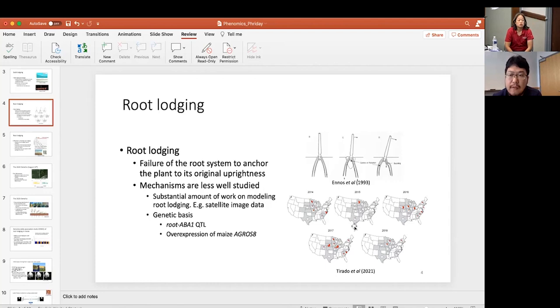So we also have this same set of latent features for a panel of hybrids that is part of the G2F initiative here. So that's also something we're trying to predict, the root lodging. That is not from such an extreme case like the derecho, and I think that's more agronomically relevant.